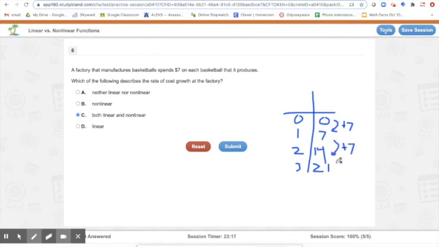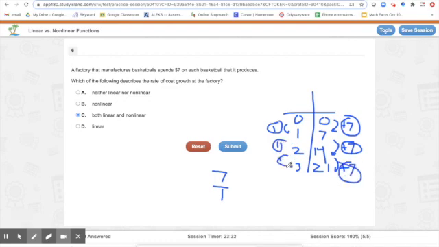All right, but I like to look at the change in the y's compared to the change in the x's. In this case, the x's are going up 1, up 1, up 1. So it's always 7 over 1, no matter what. 7 over 1, 7 over 1, 7 over 1. So this is a linear situation.